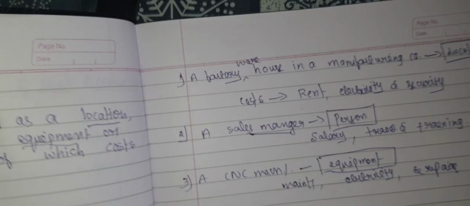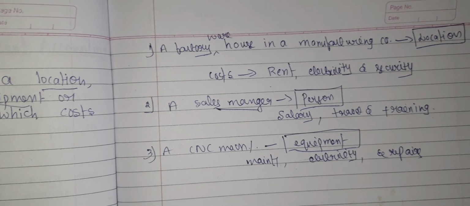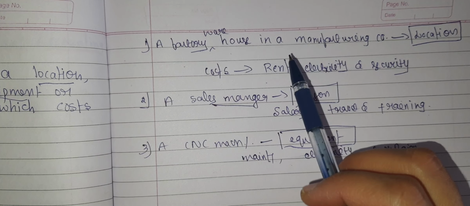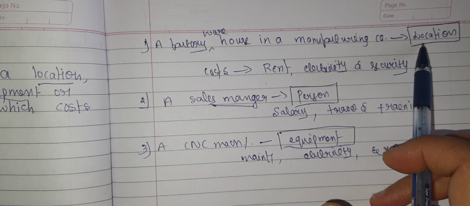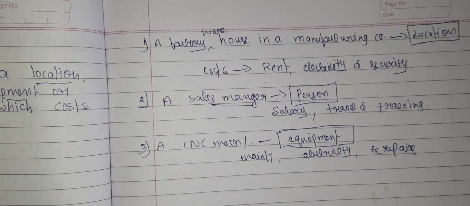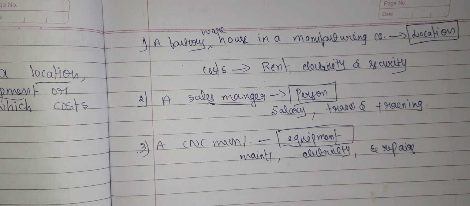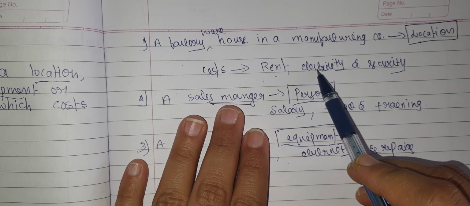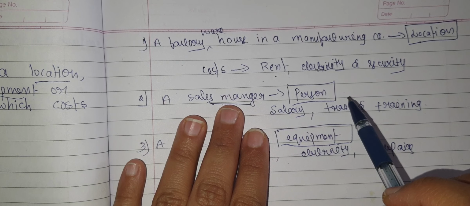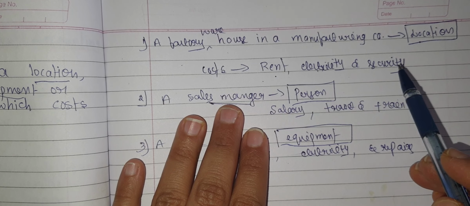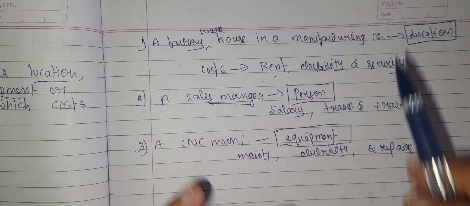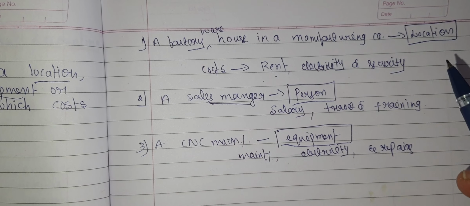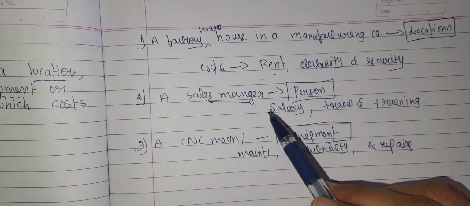For example, take a factory warehouse in a manufacturing company. It is a location based cost center. It incurs costs like rent, electricity and security. These costs we need to identify or track, but it does not generate revenue directly. Clear? I will take one more example, that is a sales manager.